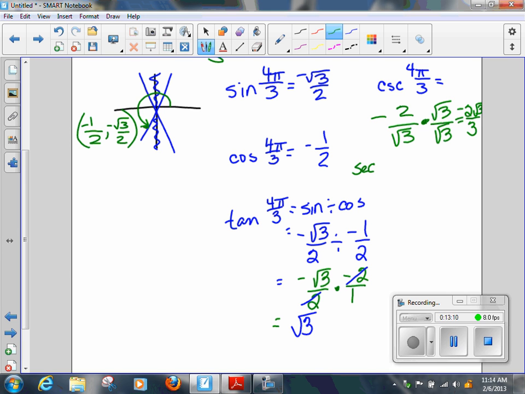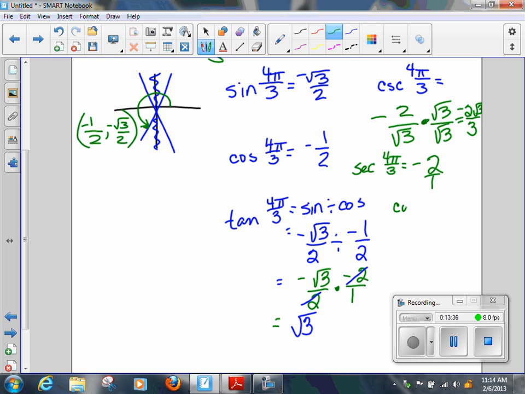Let's find secant. Folks, what's the reciprocal of negative 1/2? Negative 2 over 1. Clean that up and it'd just be plain old negative 2, right? Right? Yeah. I can put it over 1. I just flipped my negative 1/2 over.